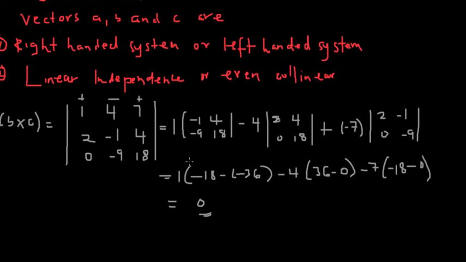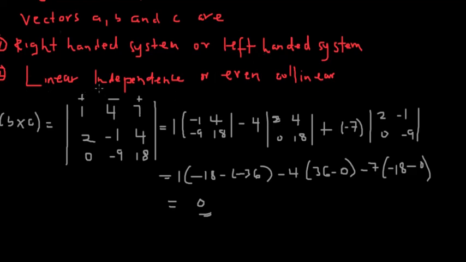So our final answer is 0. It means that our scalar triple product is neither a right-handed system nor a left-handed system, because it's exactly 0. For right-handed the scalar triple product has to be greater than 0, and for left-handed it has to be less than 0, but for this it's equal to 0, so it's neither right-handed nor left-handed.